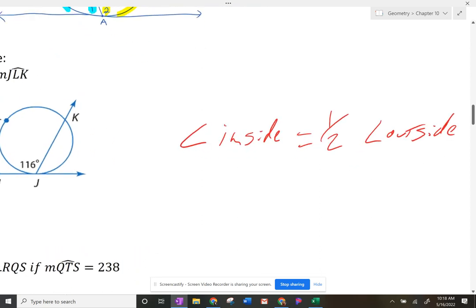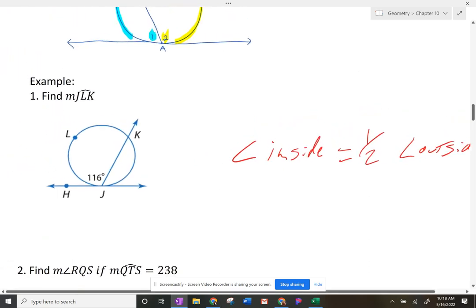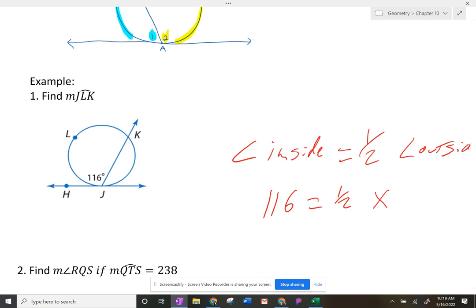Okay. Are they giving me the inside measure or the outside measure? They're giving me the inside. So I got 116 equals 1/2. Do we know the outside? No, let's give it a variable. How can I get x by itself?